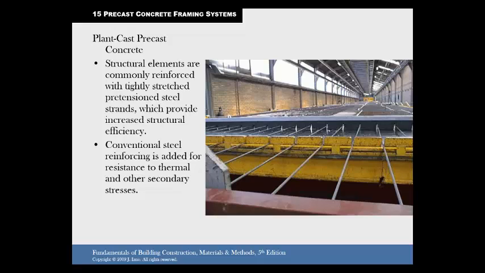Okay, so then plant cast, precast concrete, the structural elements are commonly reinforced with tightly stretched pretension steel. So we talked about pretensioning last time. That's what they're talking about here, and you can see the steel strands. And they can place it in there and pull it tight and then pour the concrete, and you can use less steel that way, and it makes a stronger element.